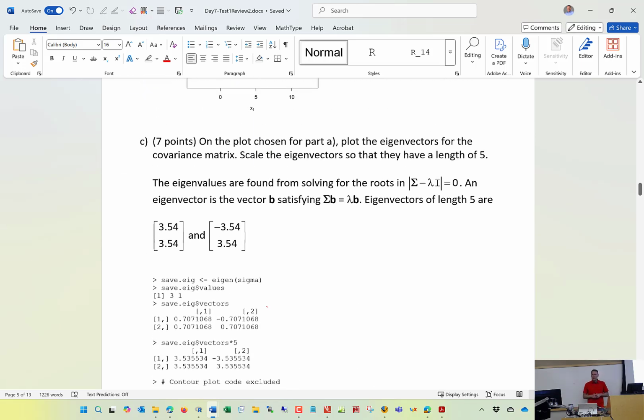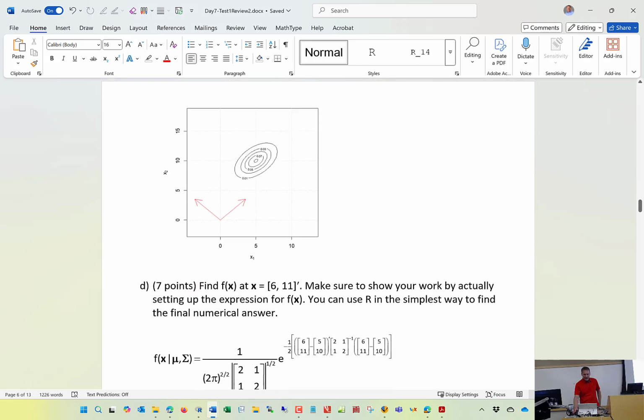Next, on the plot chosen for part A, plot the eigenvectors for the covariance matrix. Scale the eigenvectors so that they have a length of 5. Hold on, this is actually material that we have not done yet. This is the next set of material in my notes, so I'm going to take that out for now. Sorry about that. But we talked about eigenvectors before and being able to graph them, so you should be able to graph the eigenvectors. What you will find out in the next section is this cool little thing: these eigenvectors point in the direction of what's called the major axis of the ellipse and also the minor axis of the ellipse. This is going to be very important to us as we go along, especially for the principal component analysis section.